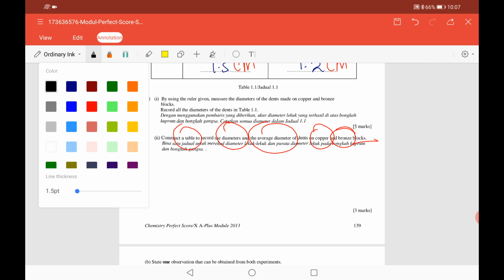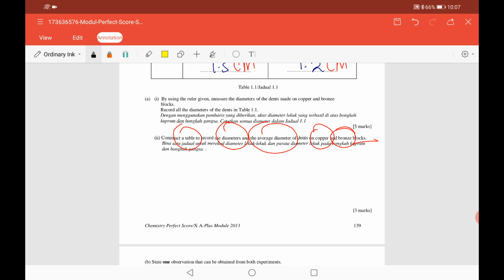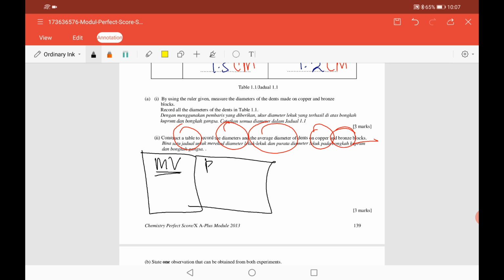So for me, I'll draw the table like this. First of all, always start your table, the front part here, with your manipulated variable. What are the things you change? Then only at the back here, you put your responding variable, or we call it the result. So sequence is very important. When we draw a table, the front part normally is the manipulated variable. What are those things that you are changing? And at the back part is the responding variable. What is the result that you are getting?